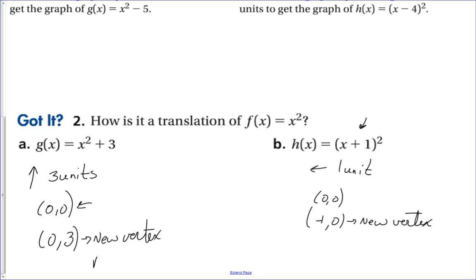Now here, our axis of symmetry, AOS, didn't change, right? Because we moved straight up. So our axis of symmetry is simply x equals 0. But here, remember, since we moved to the left, our axis of symmetry is going to move also to the left. And remember how I said your axis of symmetry is always equal to the x value of your vertex? So our axis of symmetry, in this case, would be x equals negative 1. Like I said, your axis of symmetry is always going to be equal to the x coordinate of your vertex.